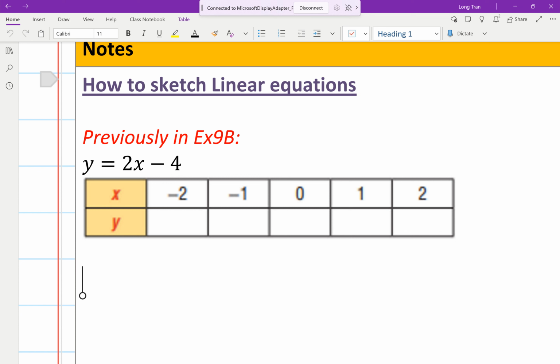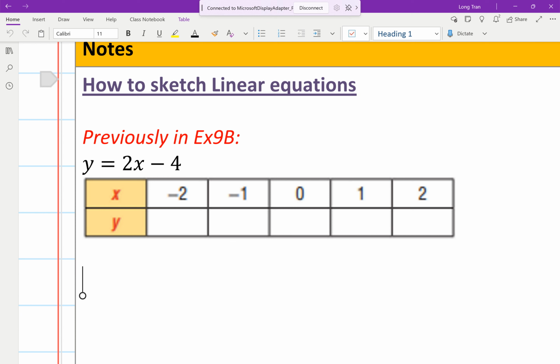Exercise 9B. You've got a table. What's the table for? What do you have to do in the table? Michael? You have to, so like, I don't know how to explain it. The linear thing, so it would be -2 over y, and you need to figure out the y coordinate. Very good. So we need to find out the y coordinates.